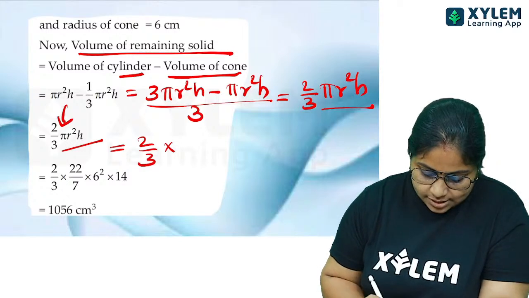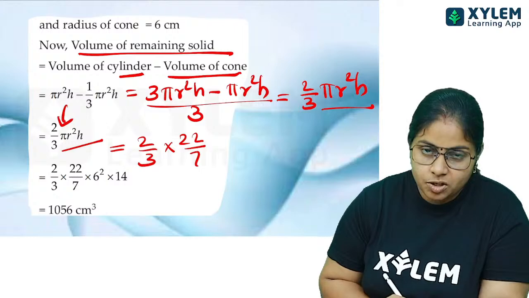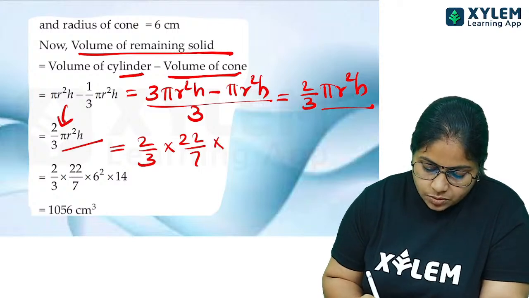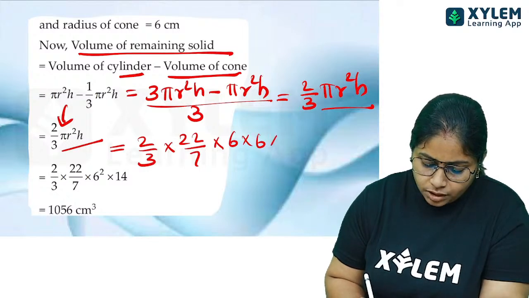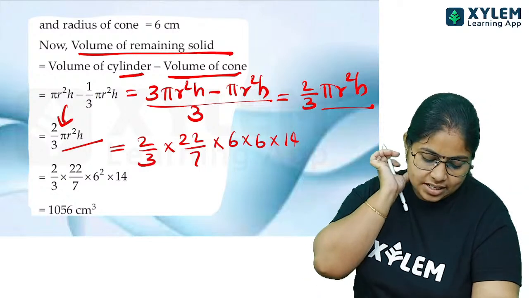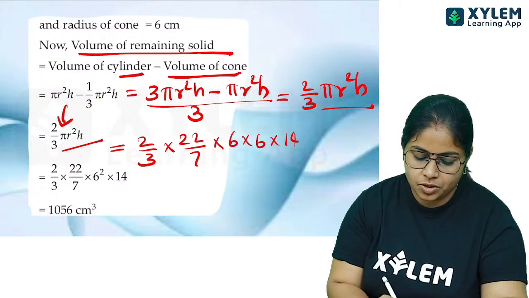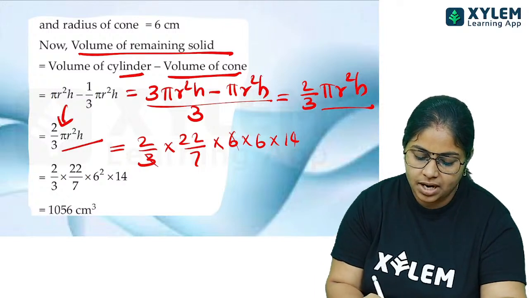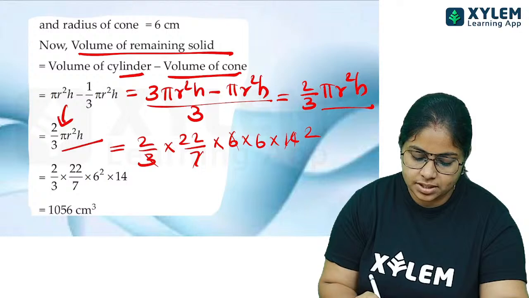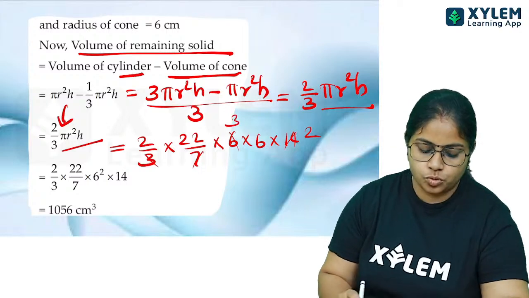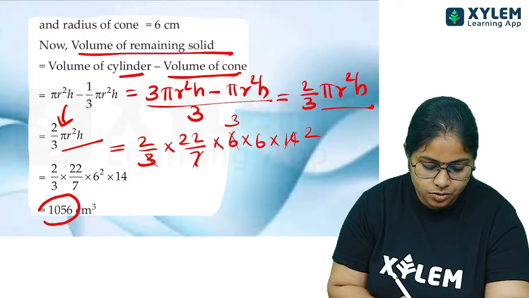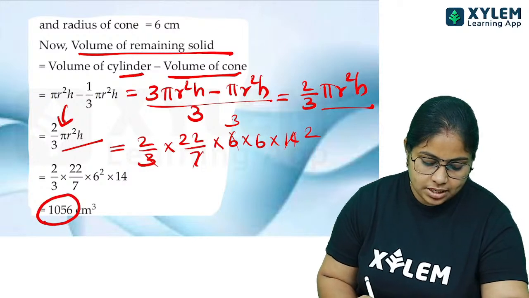So, next, substitute the value of pi as 22 by 7 into r square. In both cases, r is 6. So, 6 into 6 into 14. After cancellation, here you will be getting the value. All cancellation is possible: 7 and 14 two times, then 3 times. Again 2 into 22 into 3 into 6 into 2. So when you multiply all those values, it will be equal to 1056.